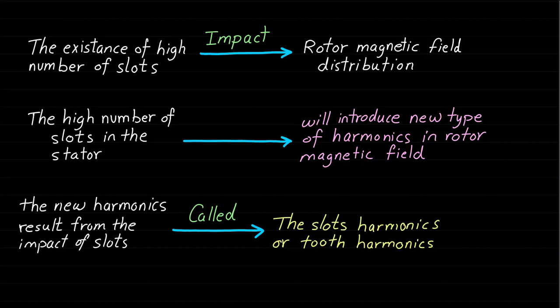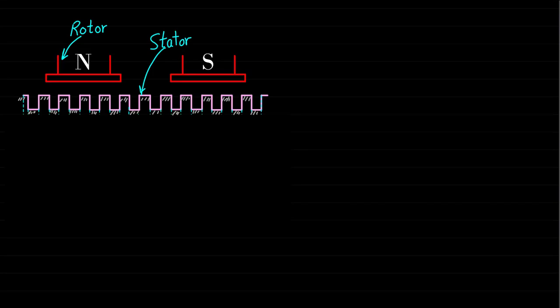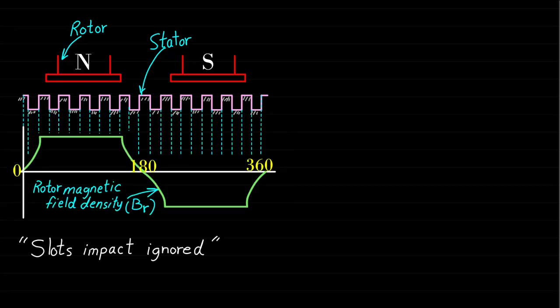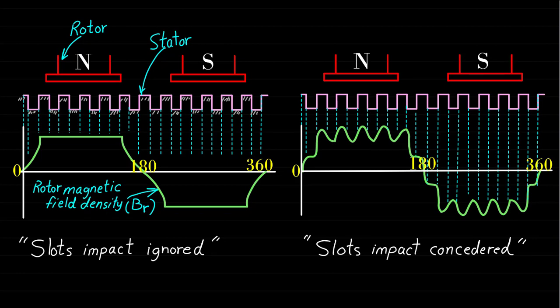Now let's give some idea about the slot harmonics. This figure shows a flattened 3-phase synchronous machine with a 2-pole salient rotor and a 12-slot distributed winding stator. Now, if we ignore the impact of the slots, the rotor magnetic field can be plotted as shown. However, if we consider the slots' impact, the magnetic field will be as shown. As we can see, the magnetic field has some oscillation because of the slots' impact.